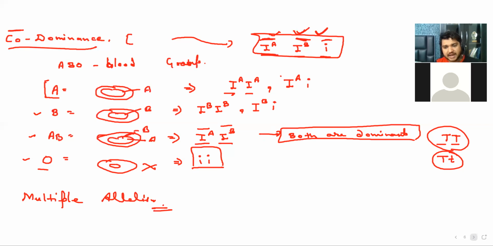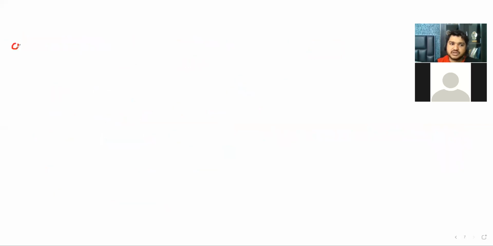Is there a ratio thing? Genotypic, phenotypic ratio? I am going to conduct the ratio now. Suppose a father is homozygous A, that means IA IA, and the mother is AB blood group. In AB there is no homozygous or heterozygous, it is just one. So now you have to guess the blood groups of the babies.